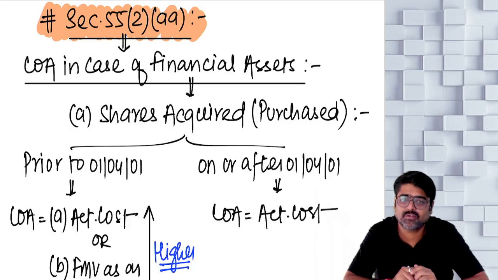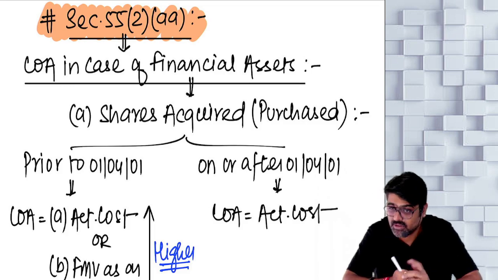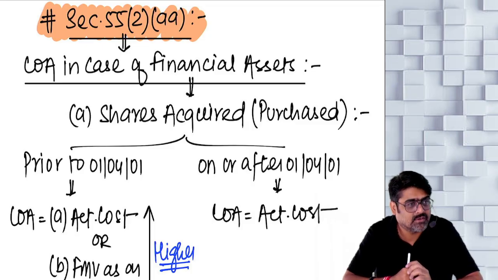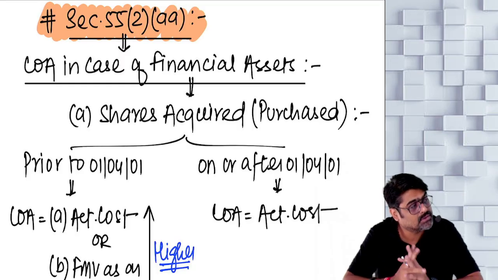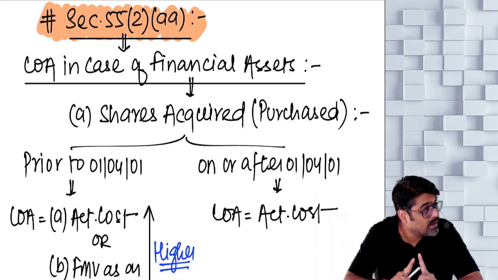But my question is, if the shares are acquired prior to 1st April 2001, did you purchase the shares in 95-96? Yes. So the shares which you purchased in 95-96 are purchased prior to 1st April 2001. What will be the cost? Can you take the option to take the fair market value? Yes or no? Because that option is applicable for all assets other than 55(2)(a), other than intangibles.